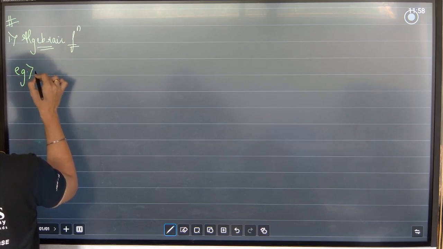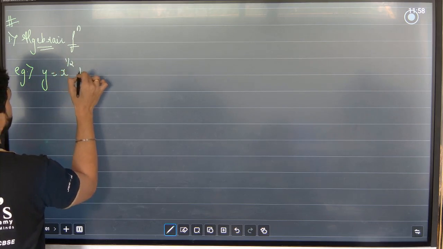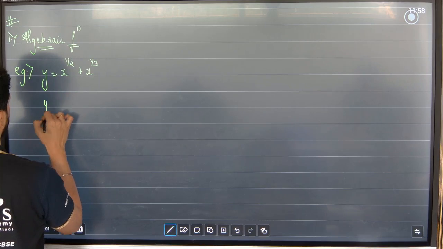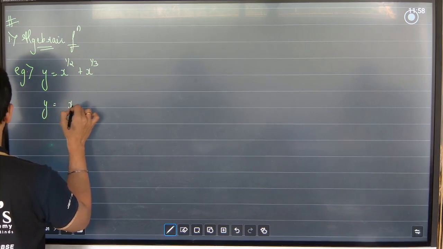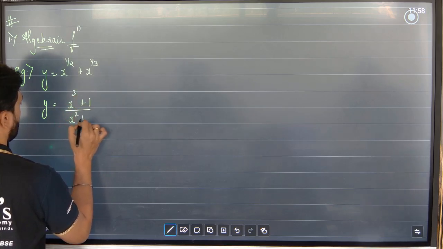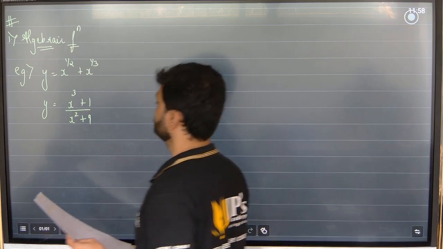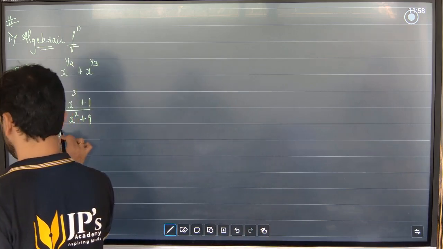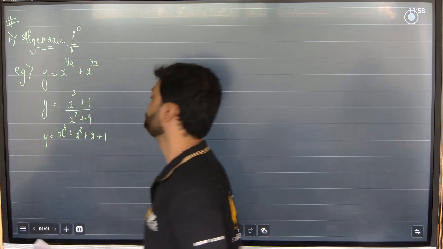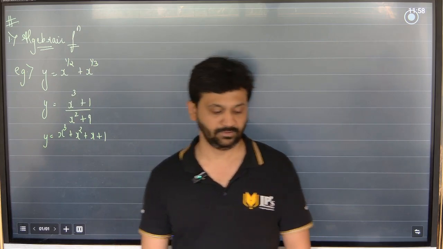Example: y is equal to x raised to 1 by 2 plus x raised to 1 by 3. One more example, x raised to 3 plus 1 upon x square plus 9. Take one more example: y is equal to x cube plus x square plus x plus 1.